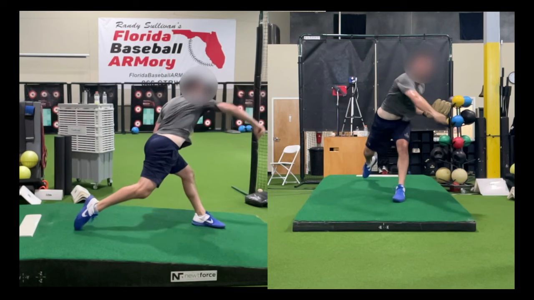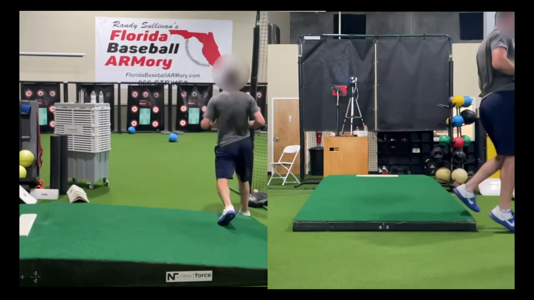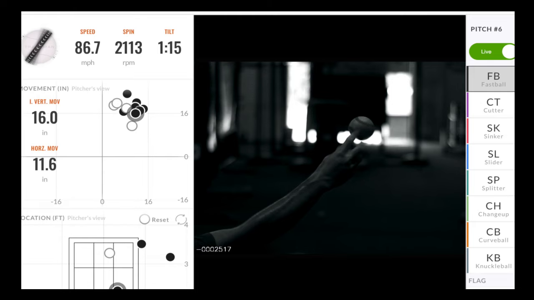But even more importantly, what we see is that the movement creates the data, right? So as he spins off, you can see what happens to the TrackMan data. Normally a guy with a lot of induced vertical movement, that vertical fastball, his tilt drops down to 115. He's at 86.7, and he's usually 90-93. But this number right here, the 16 inches of vert, tells us that he's probably cutting the ball a little bit.